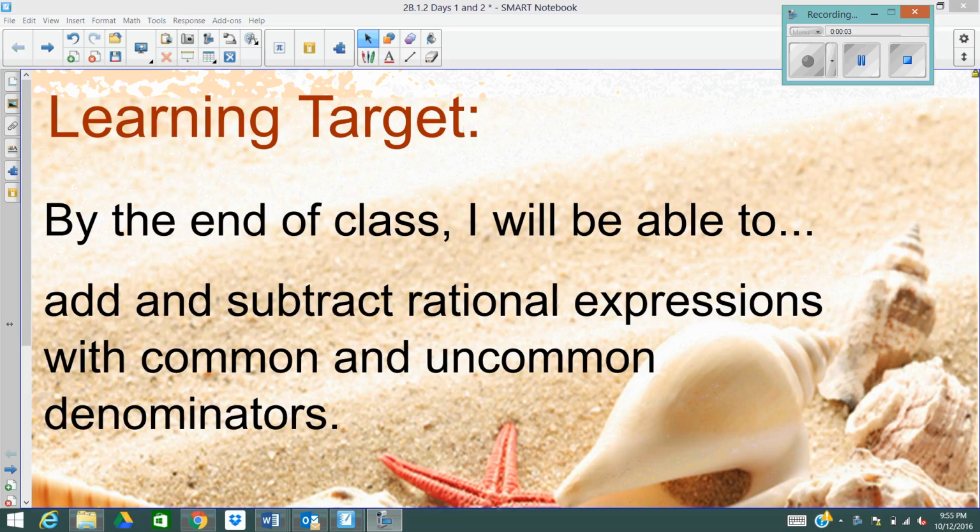Hello. Today we are going to be adding and subtracting rational expressions. So far we've simplified, multiplied, divided. Now today our objective is by the end of class you should be able to add and subtract rational expressions with both common and uncommon denominators.